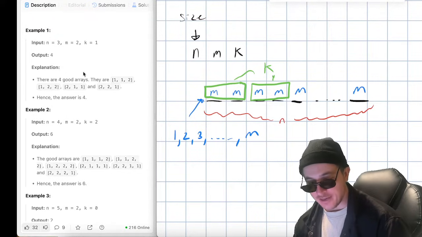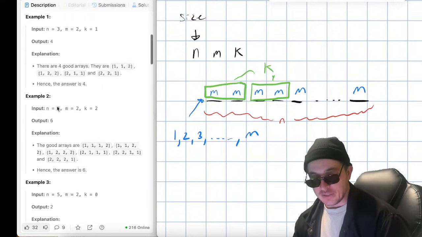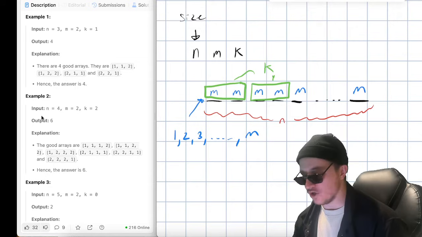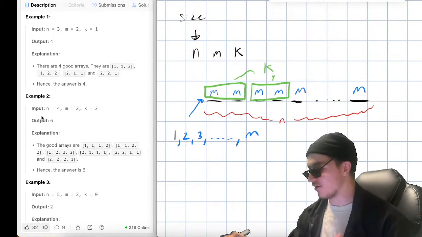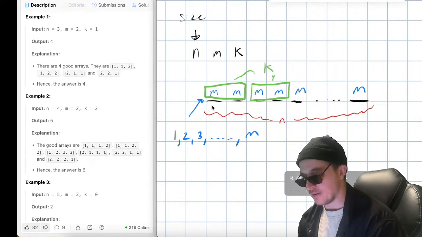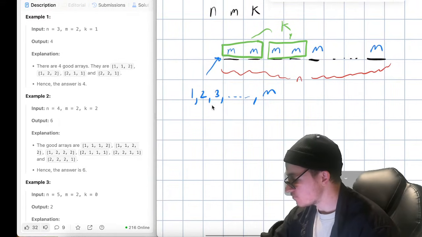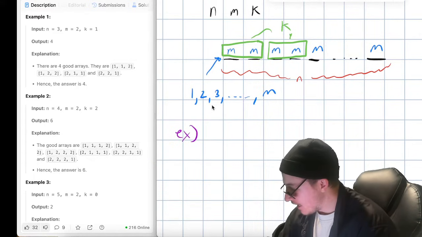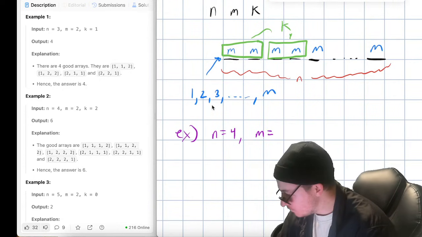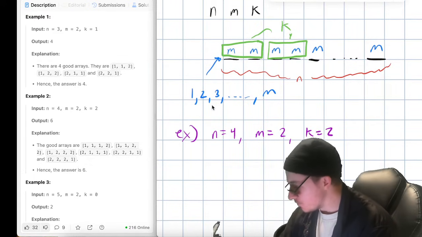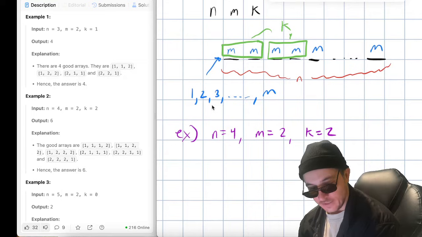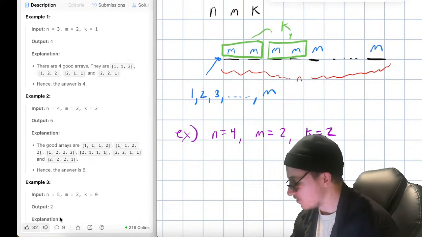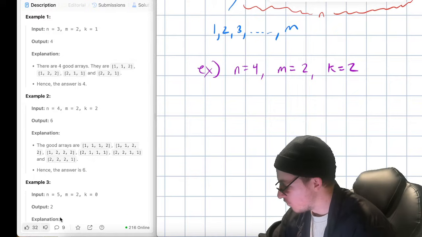Okay, for the examples, I'm going to do the second one because it's a little more complicated. Notice that we know the structure of the array, but we're not given an actual array, so using this general form is probably preferable. Let's go to the example where n equals 4, m equals 2, and k equals 2. It says the answer is 6 and lists the good arrays. Since n equals 4, there are 4 elements: 1, 2, 3, 4.